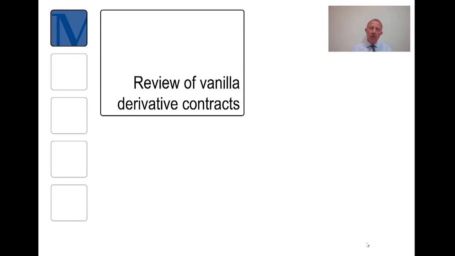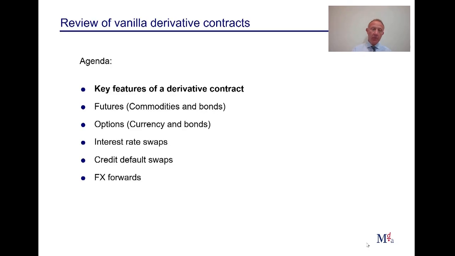In this session, we're going to have a review of the vanilla derivative contracts, those contracts you might see used every day in fund management. It is a review, so we're going to assume some prior knowledge and that your desire is to bring that knowledge back to the forefront of your mind. We're going to start by having a look at the key features of a derivative contract, and then we're going to go on to look at futures, options, interest rate swaps, credit default swaps, and FX forwards.